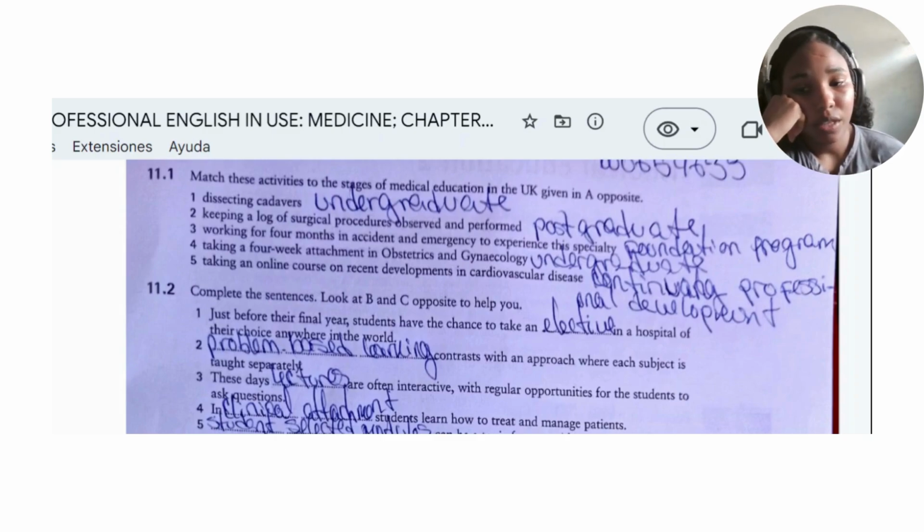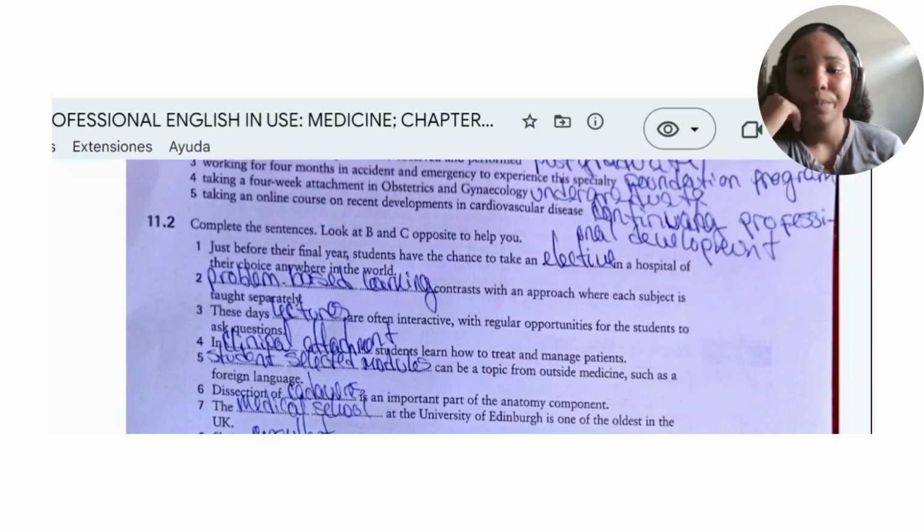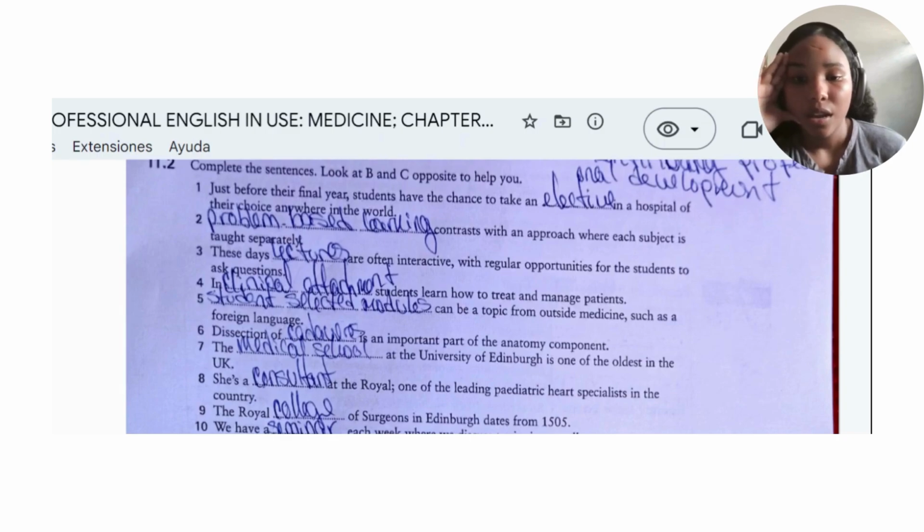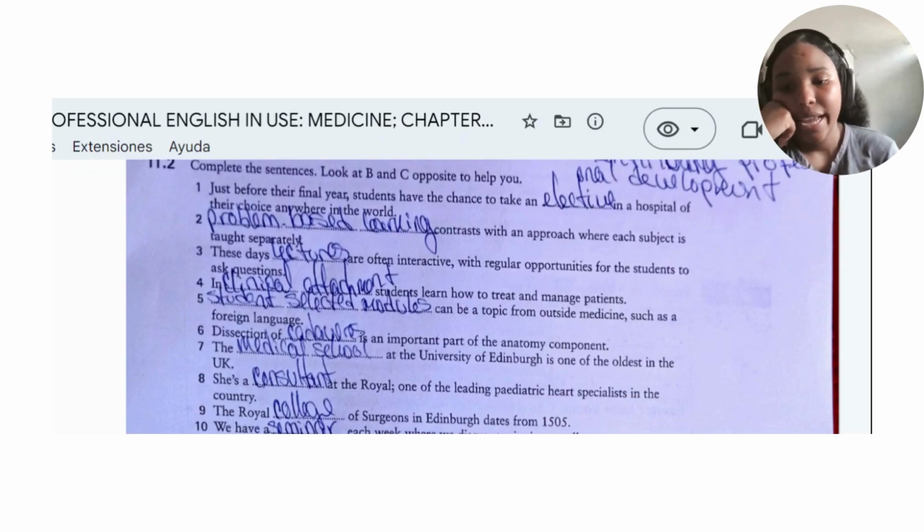Complete the sentences. Just before their final year, students have the chance to take an elective in a hospital of their choice, anywhere in the world. Problem-based learning contrasts with an approach where each subject is taught separately. These days, lectures are often interactive, with regular opportunities for the students to ask questions.